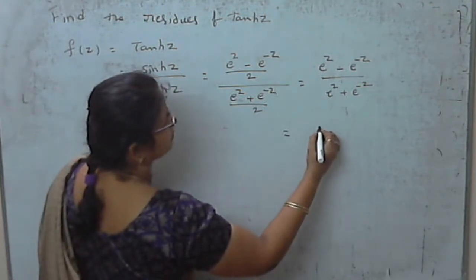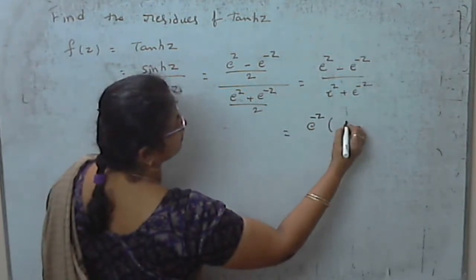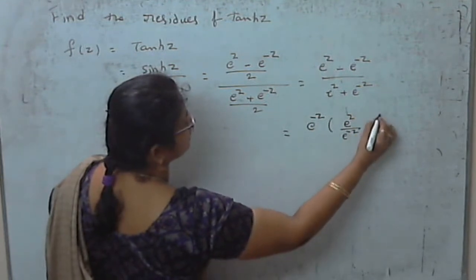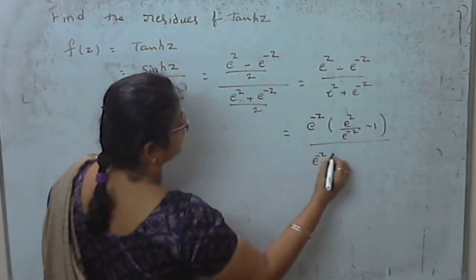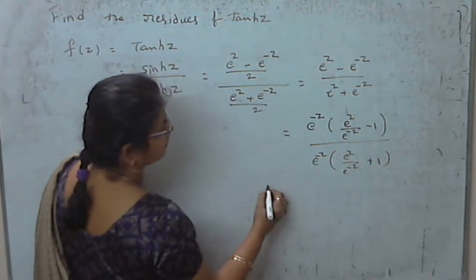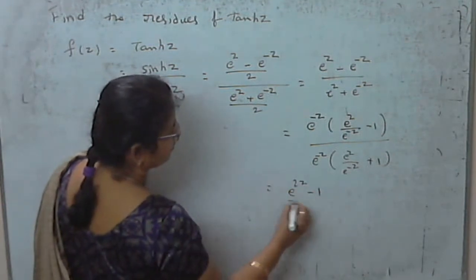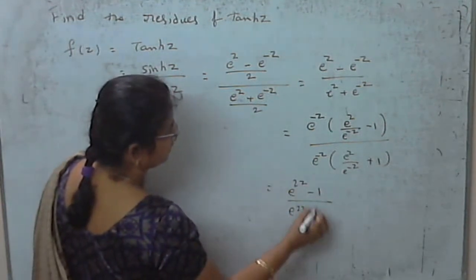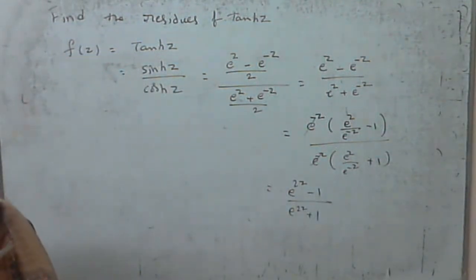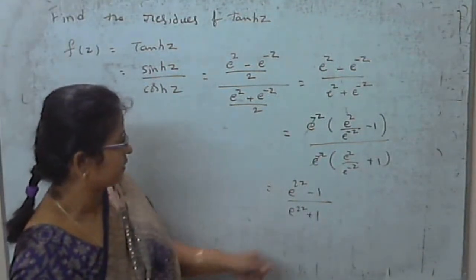you will get e^-z common out: e^z by e^-z minus 1 by e^-z common out, and e^z by e^-z plus 1. So e^z into e^z gives e^2z minus 1 by e^2z plus 1. So this is phi(z) by psi(z).